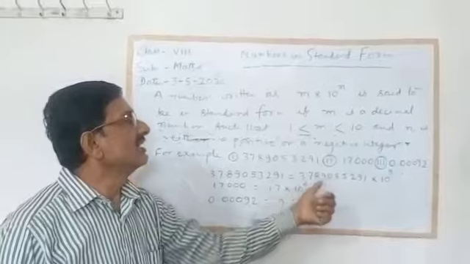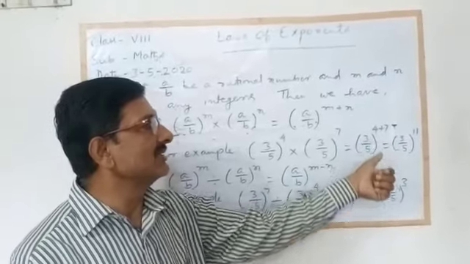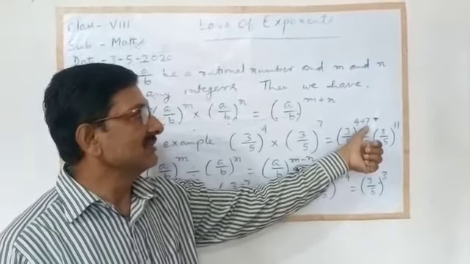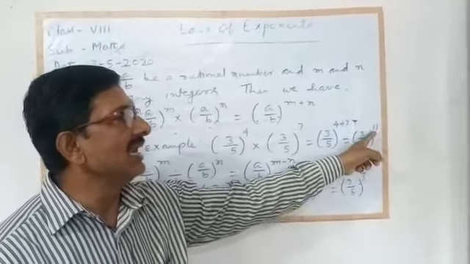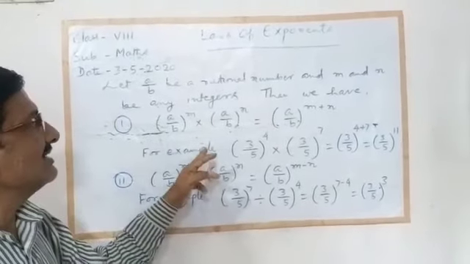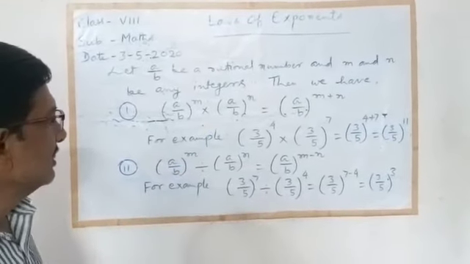So the power is 4 plus 7. 4 plus 7 will be equal to 11. So 3 by 5 to the power 11. In this way we can solve any question.